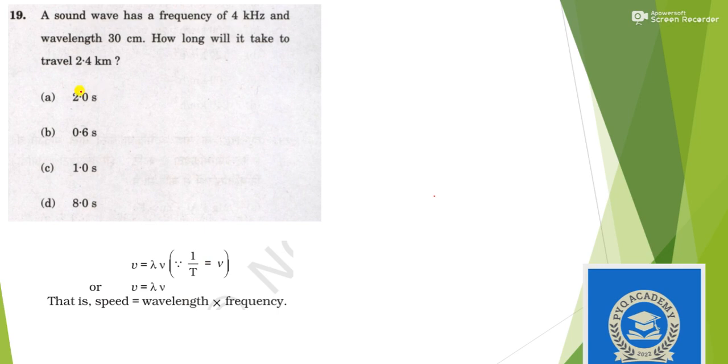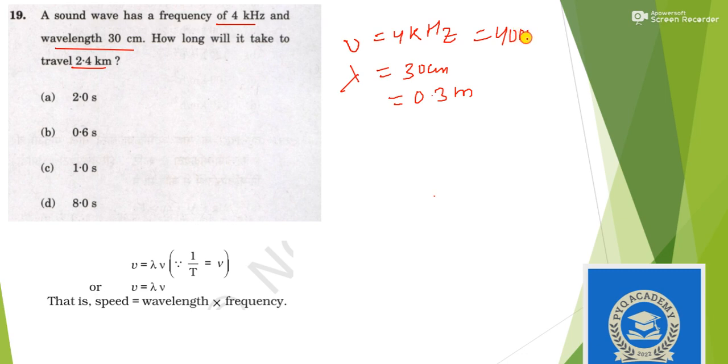so this is a simple numerical from a sound chapter. In the numerical it is given that frequency is 4 kilohertz, and the wavelength lambda is 30 centimeter. So let's convert into standard form. It will be 0.3 meter and it will be 4000 hertz.